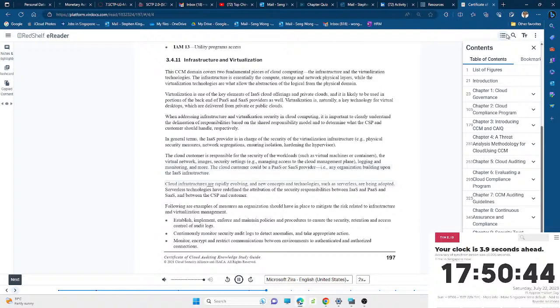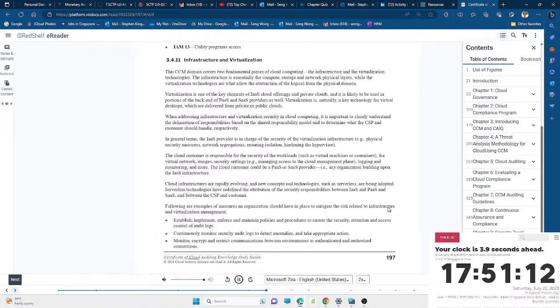Cloud infrastructures are rapidly evolving, and new concepts and technologies, such as serverless, are being adopted. Serverless technologies have redefined the attribution of the security responsibilities between IaaS and PaaS and SaaS, and between the CSP and customer. Following are examples of measures an organization should have in place to mitigate the risk related to infrastructure and virtualization management. Establish, implement, enforce, and maintain policies and procedures to ensure the security, retention and access control of audit logs. Continuously monitor security audit logs to detect anomalies, and take appropriate action. Monitor, encrypt, and restrict communications between environments to authenticated and authorized connections.